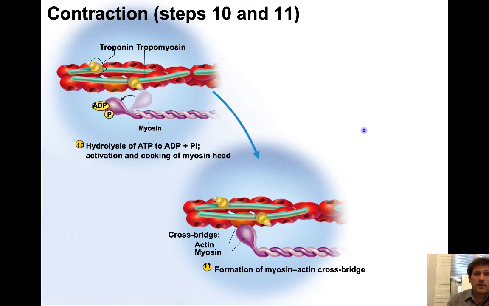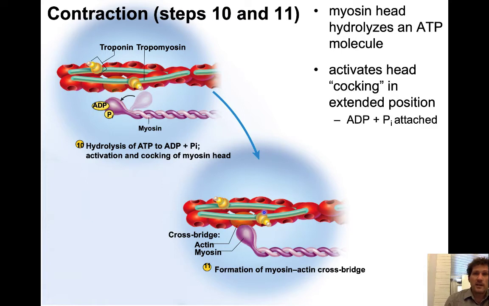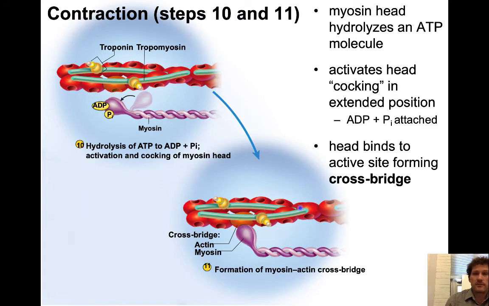Now what's happening with contraction? Okay, so what we're looking at is ATP being hydrolyzed to ADP and a phosphate. And so this is going to activate this myosin head. So it kind of cocks this head back, right? And then as it's stuck in this cocking position, it binds to that active site on that actin subunit, and we call this a crossbridge. Okay, so this is called a crossbridge. That's a really important term to be familiar with.